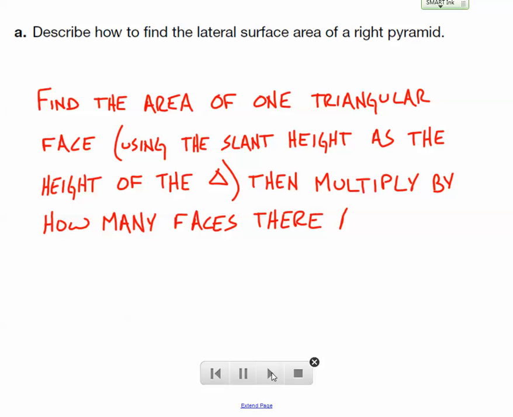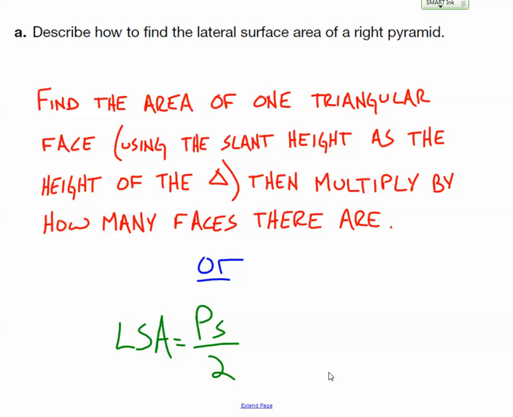So basically find the area of one triangle and then multiply it by how many there are, and hopefully they're all the same. If they're not all the same, then you have to find the area of each one and add them all up. Or you can just use this very simple formula. Find the perimeter of the base, multiply that by the slant height, and divide by 2.